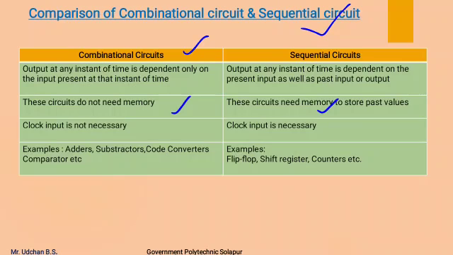The clock input is not necessary in case of combinational circuit, whereas the clock input is necessary in case of sequential circuits. The examples of combinational circuits are adders, subtractors, code converters, comparators, etc., which we have already studied in the previous chapter. Whereas the examples of sequential circuits are flip-flop, shift registers and counters, which we are going to study in this unit.